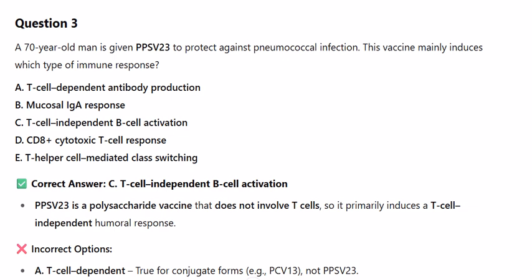Correct answer, C. T-cell independent B-cell activation. PPSV23 is a polysaccharide vaccine that does not involve T-cells, so it primarily induces a T-cell independent humoral response.